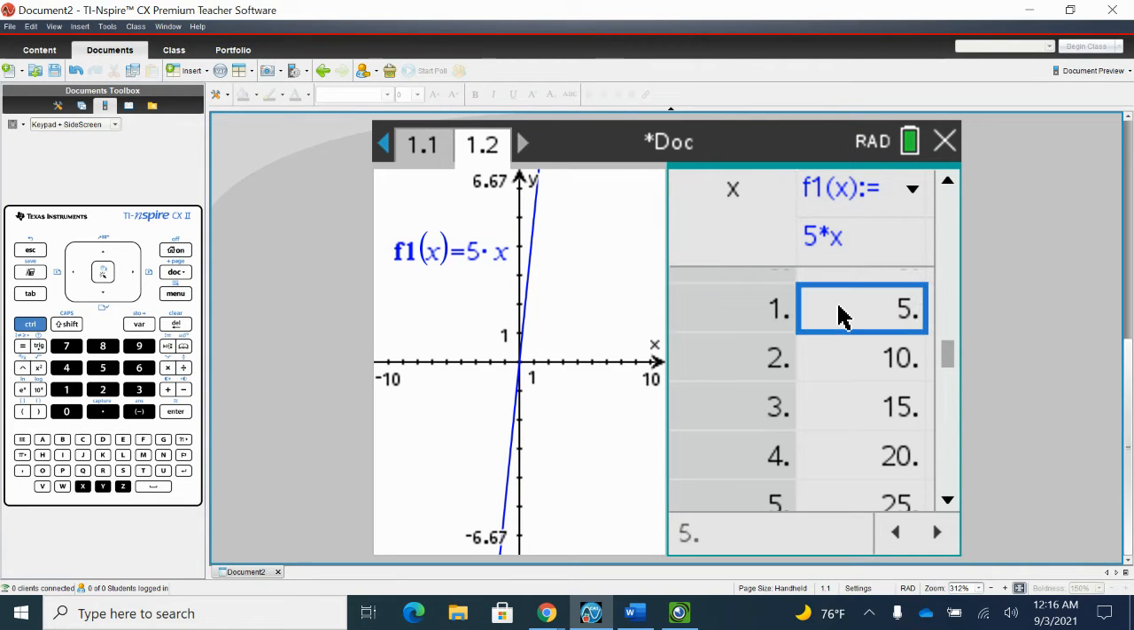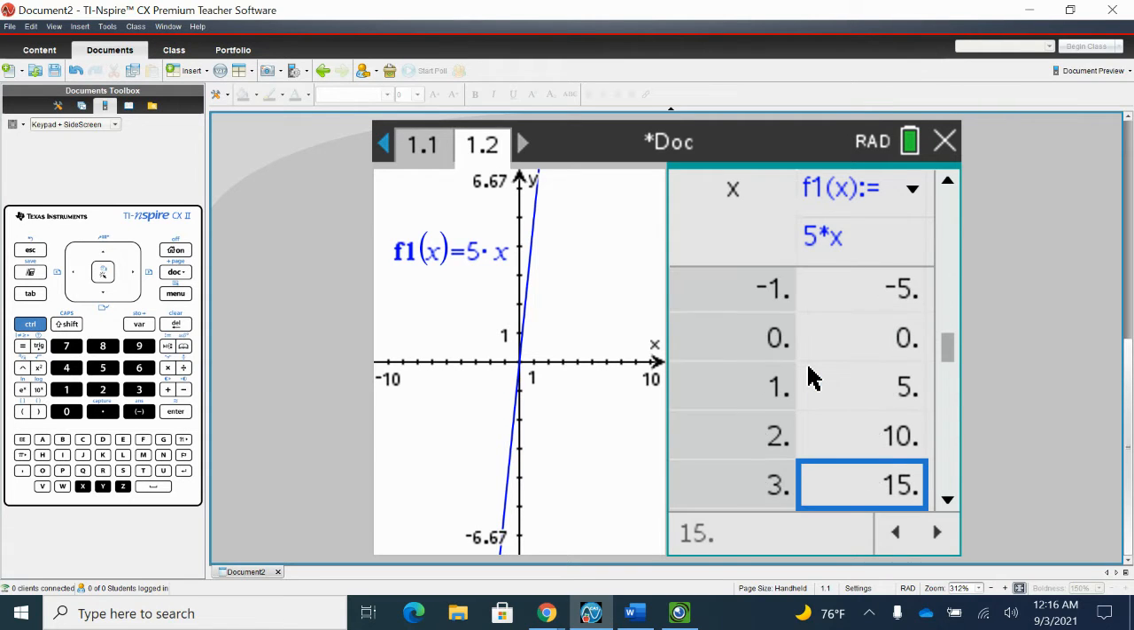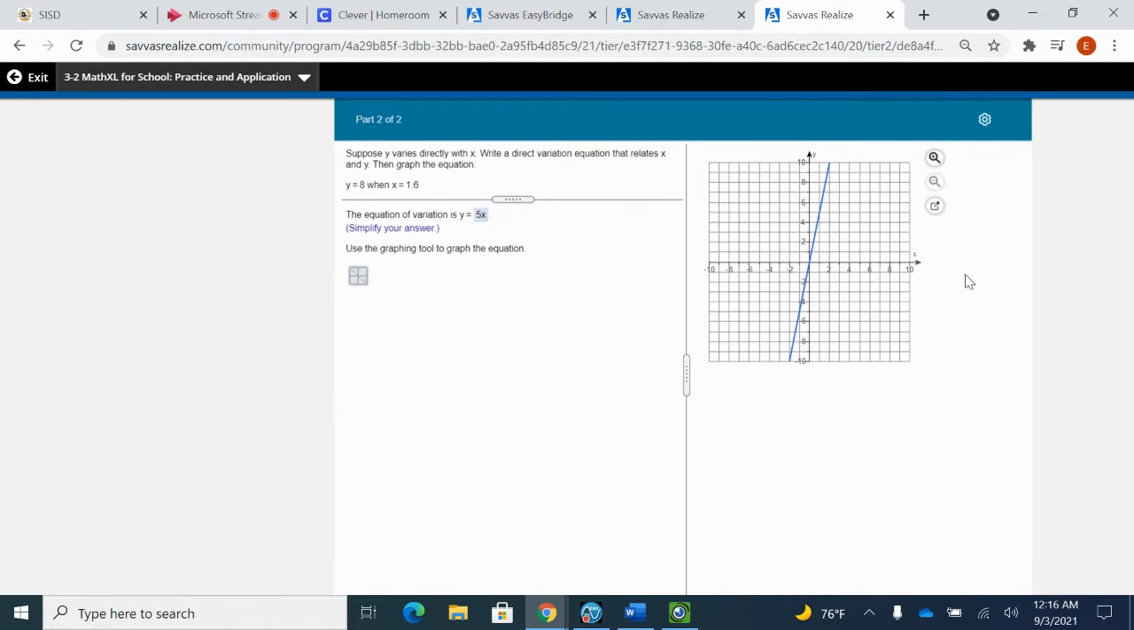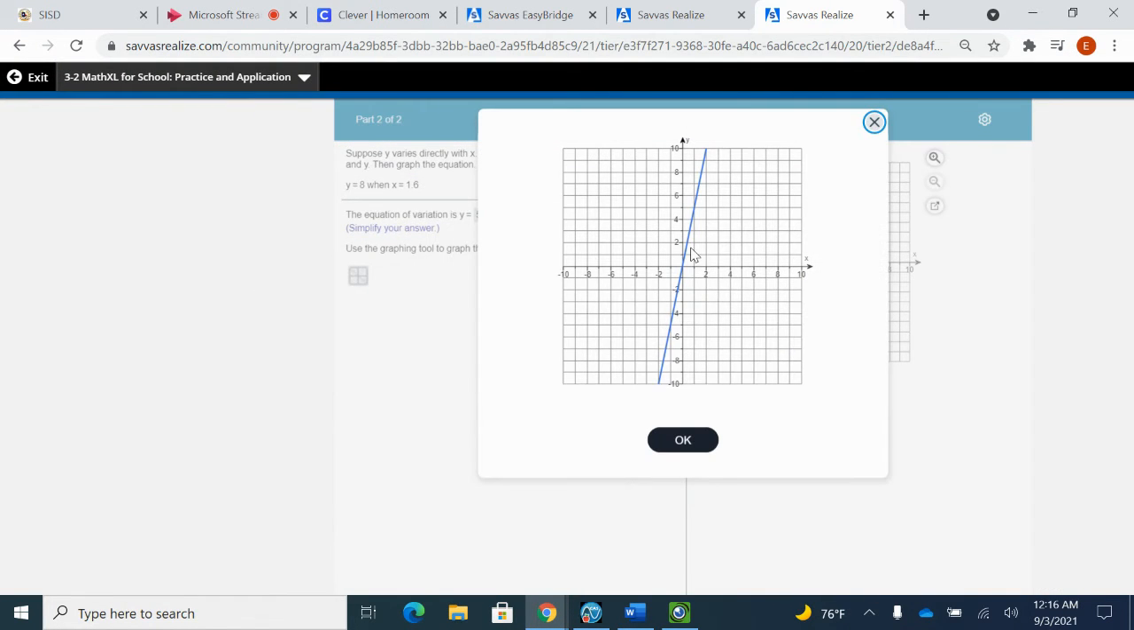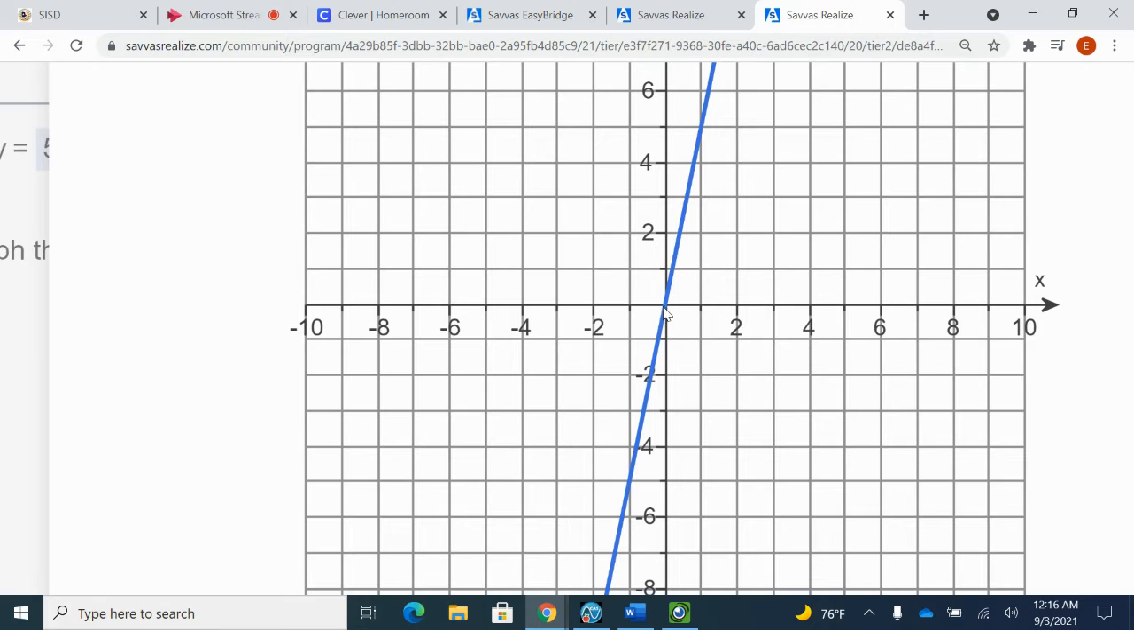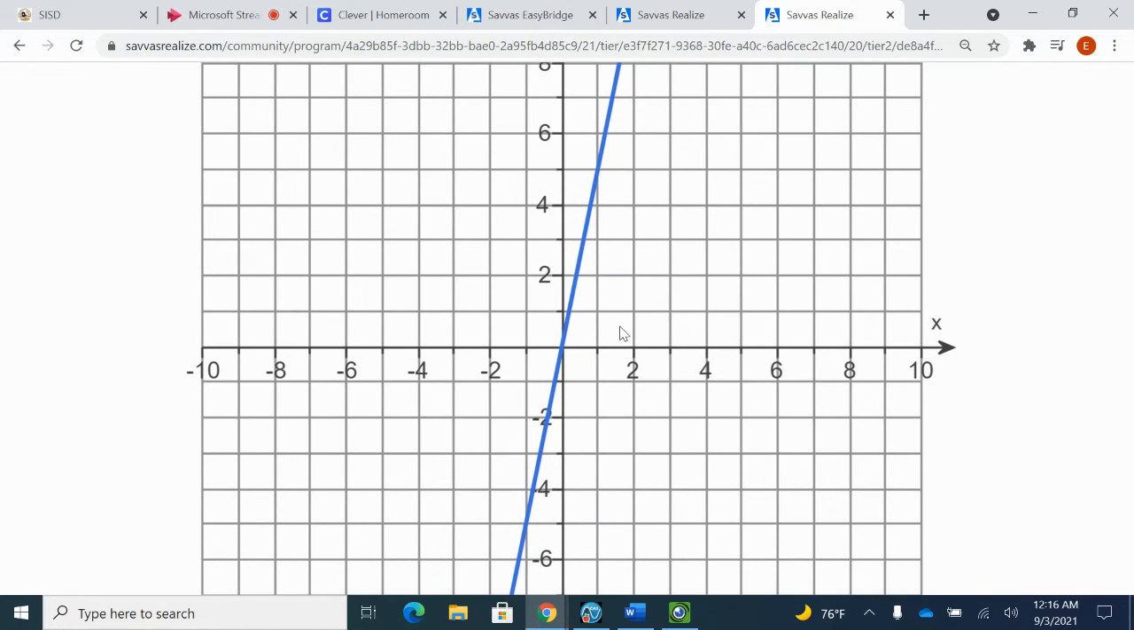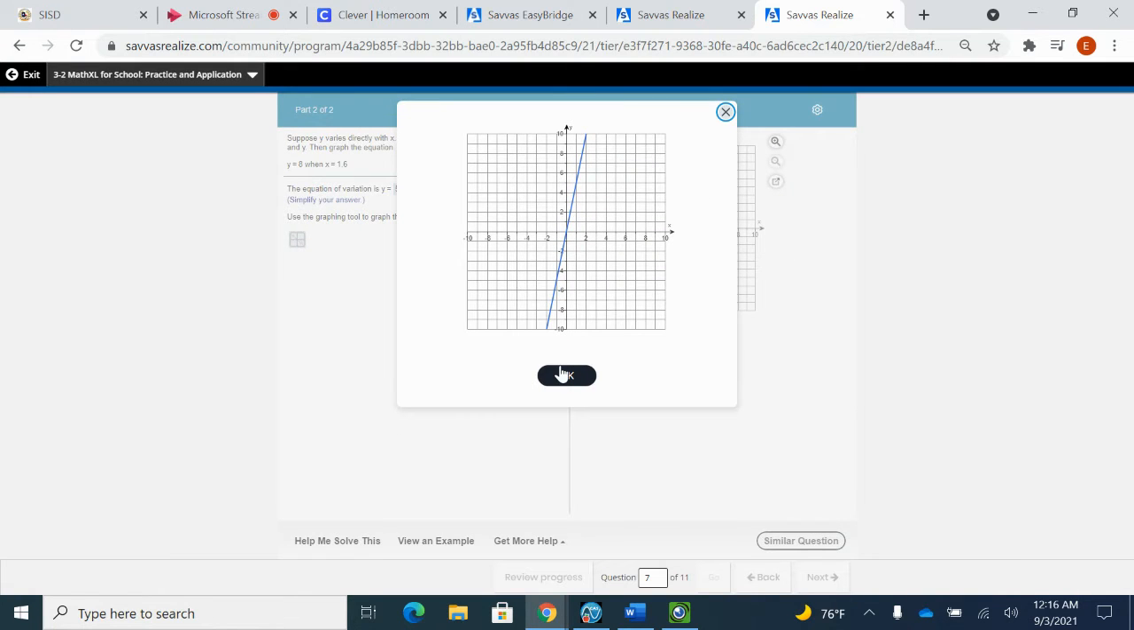When x is 1, y is 5. When x is 2, y is 10. When x is 3, y is 15, and so forth. Again, notice how it goes negative and positives. So that is how I was able to graph it. As you can see here, I chose 2 points. I chose the point 0, 0 because that's a fact for direct variation, and I chose the point 1, 5. When x is 1, y was 5. All right? Just wanted to cover that real quick.